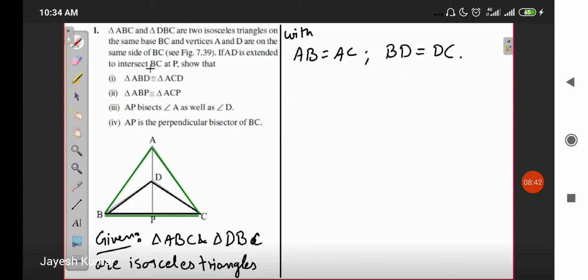Okay, let us see what more is given to us. If AD is extended to intersect BC at P, line AD is extended to P. Okay, there is no special function that is being performed by P. It is not a perpendicular, not a bisector, nothing. AD is a simple line that is extended to P. Now what do we need to prove? We need to prove 4 things.